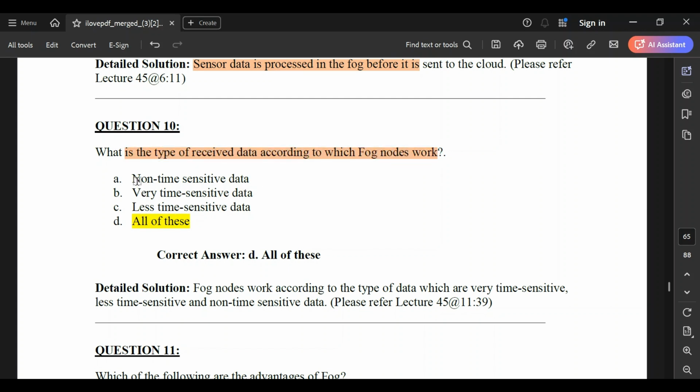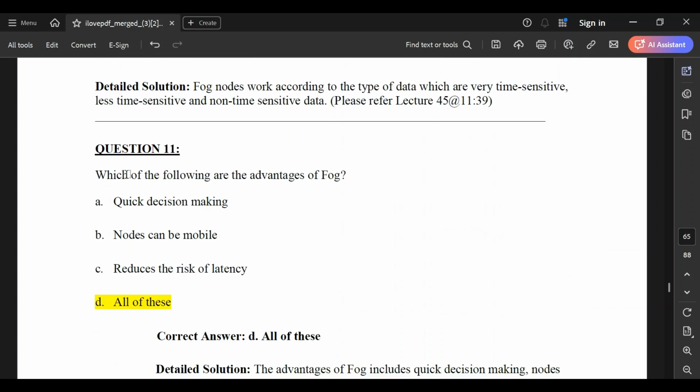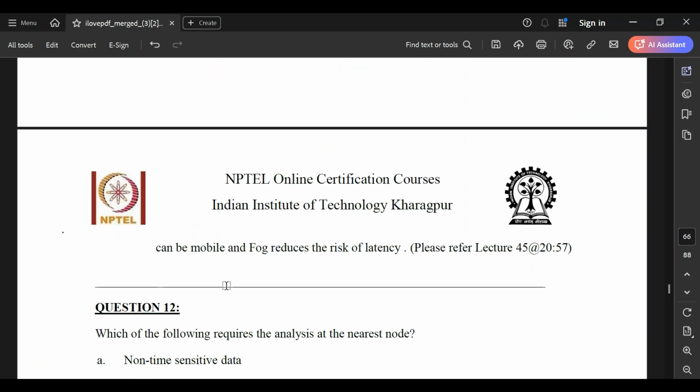What is the type of received data according to which fog nodes work? So all these are there: non-time sensitive data, very time sensitive data, less time sensitive data. So all of these are there. Which of the following are the advantages of fog? You can say quick decision making, nodes can be mobile, reduces the risk of latency. All of these are there.